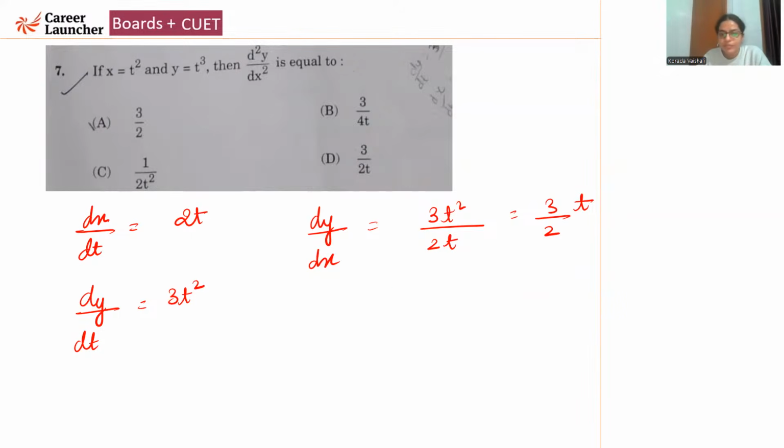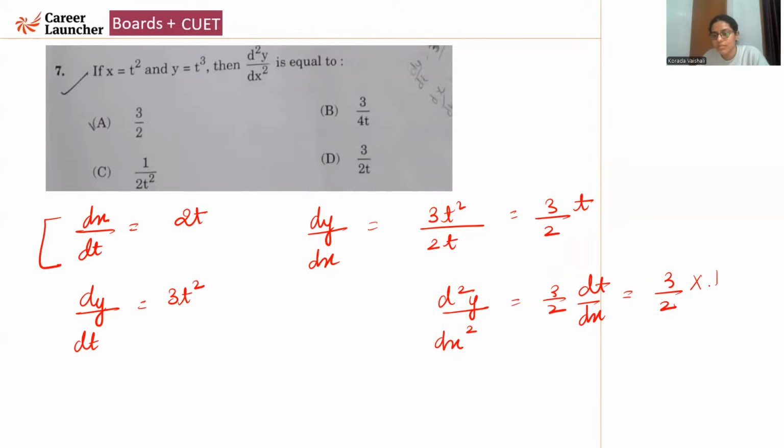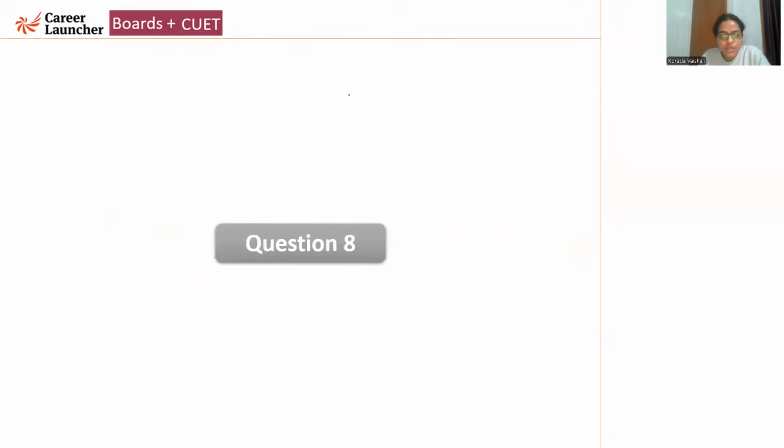Now let's see. Yes, 3 by 2 t. If you differentiate this again, you will have to do it with respect to x. So that is going to be 3 by 2 dt by dx. Now see, what is the value of dx by dt? I'm going to consider the reciprocal of this. So it is going to be 3 by 4t, and which is the option? Option B is the correct one. So let us move on to question number 8.